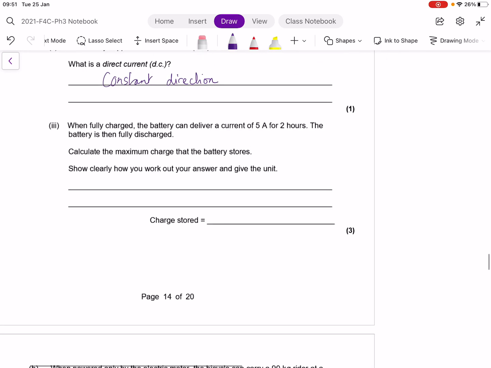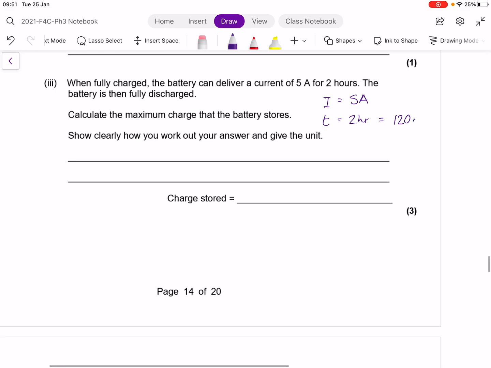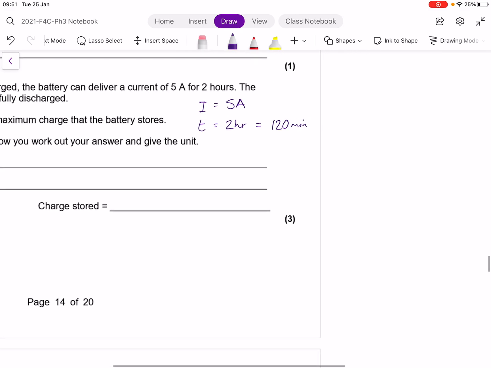Okay, a calculation. These are my favorites. Write down what we know. Right, so current is 5 amps. We've got a time of 2 hours. Okay, so 2 times 60 is 120 minutes. But I guess minutes is no good, so times by 60 again to get seconds. So 7,200 seconds. Okay, now we've got some proper physics units.